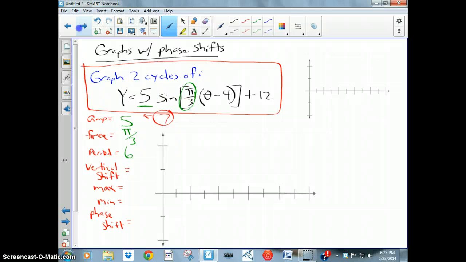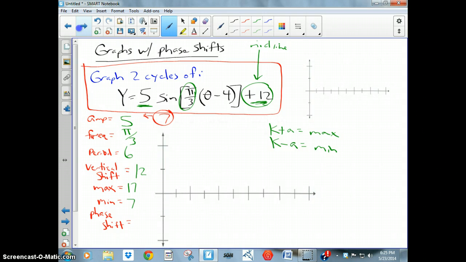The vertical shift is the K value. That's also the midline of the graph. 12, the vertical shift. The maximum, if you recall, K plus A equals the max. 12 plus 5, the max is 17. K minus A is the minimum. 12 minus 5 is 7.